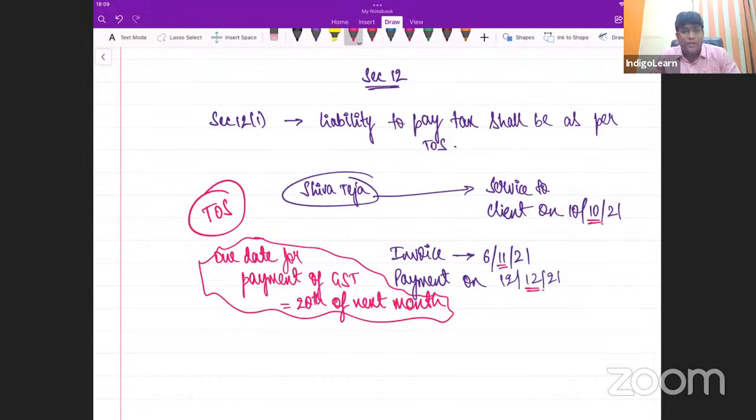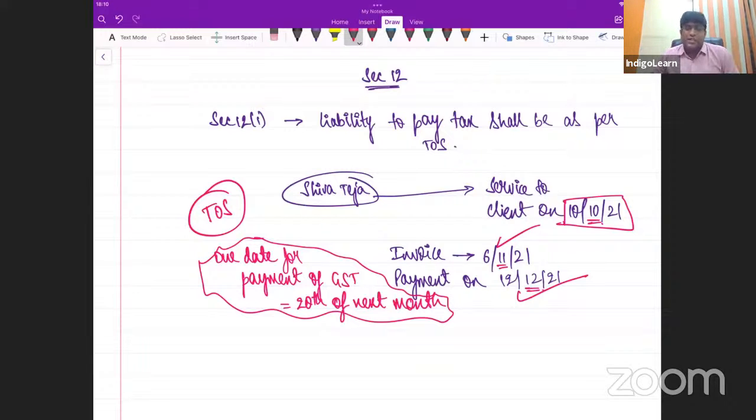When I say 20th of next month, should I consider 20th of November, or 20th of December, or 20th of January? That is interesting. If I decide that time of supply is 10th October, then I have to pay tax by 20th of November. If I decide as November, I should pay by 20th of December. If I decide as December, I should pay by 20th of January. Ultimately, the due date for payment of tax is 20th of next month. So which month should be considered? That is determined based on this concept of time of supply.